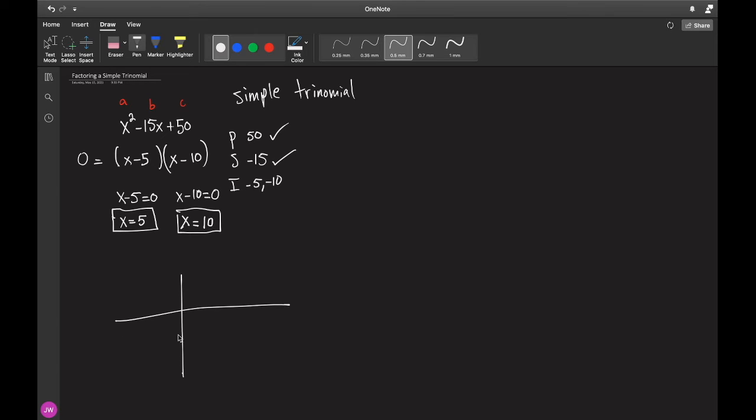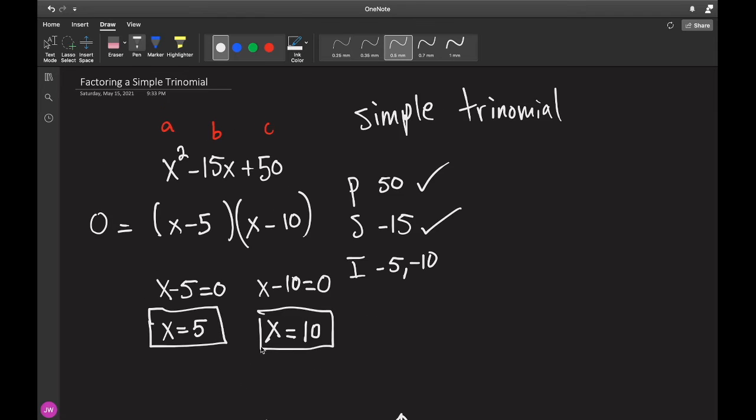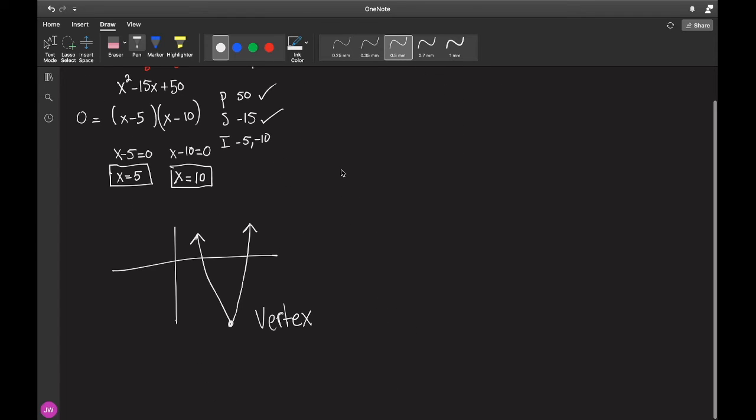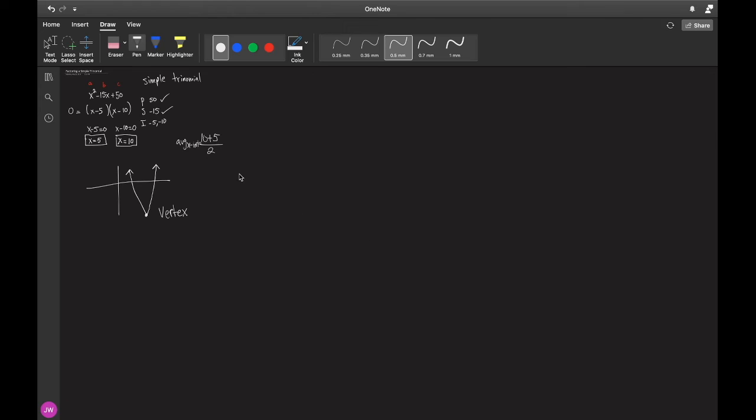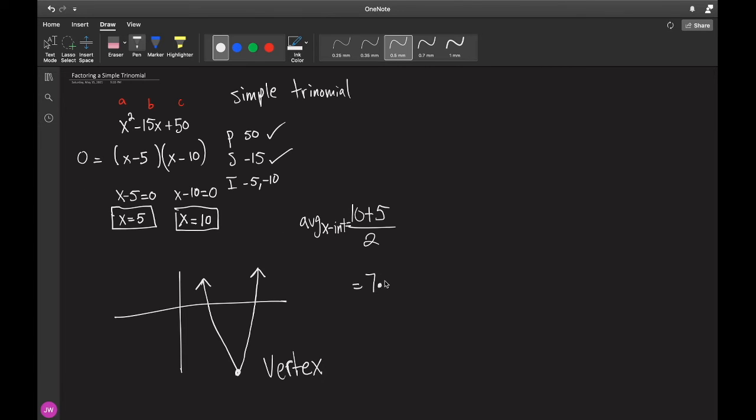So it could look something like this. It goes to 5, and it goes to 10. Now you could find the vertex. I'll explain to you how to find the vertex right now, actually. So if you want to find the vertex from the x-intercepts, you just have to take the average. So plus 10 plus 5 divided by 2. This is the average of the x-intercepts, right? Equals, so 15 divided by 2 is 7.5.